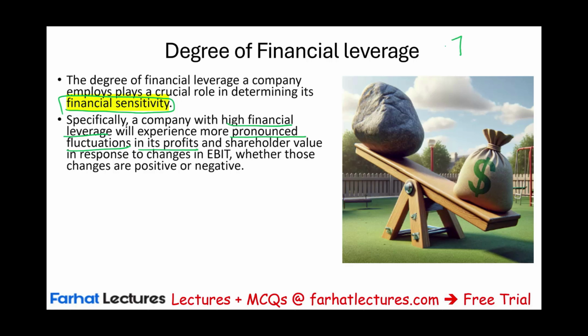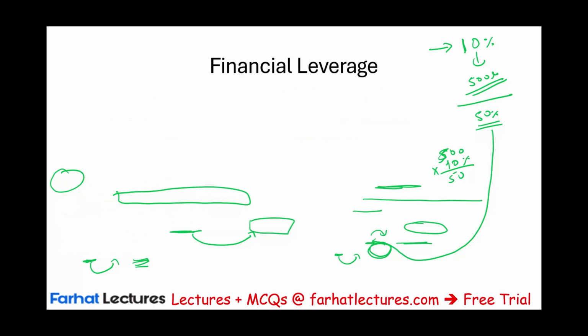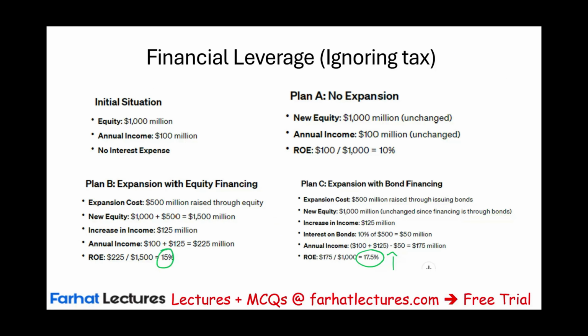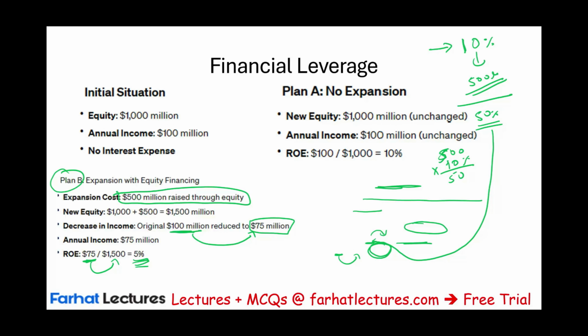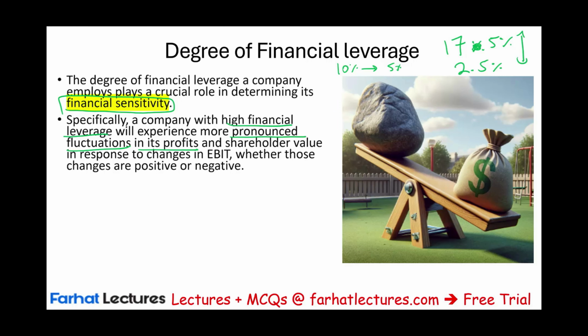Remember, when we did well, our return on equity was 17.5%. And when we didn't do well, return on equity went down to 2.5 versus 10% and 5%. Okay, versus the equity scenario, I believe those are the numbers. 15% and 5%. So the fluctuation using debt is more because the debt, it's going to eat up your earnings before interest and taxes. It's going to eat up this amount, which is going to change the bottom line to the shareholder.